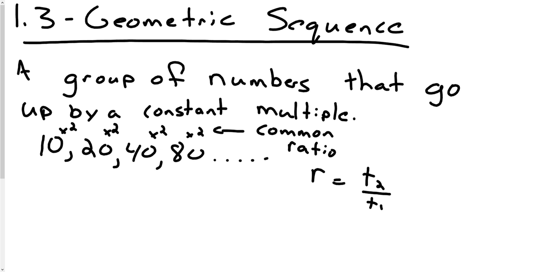So for example, 20 divided by 10 is 2. And you can do it with any 2 consecutive numbers. Like 40 divided by 20 is 2. 80 divided by 40 is also 2. So you can find your R value as long as you have 2 consecutive numbers. Okay, does that make sense?